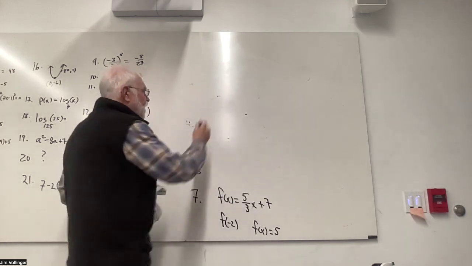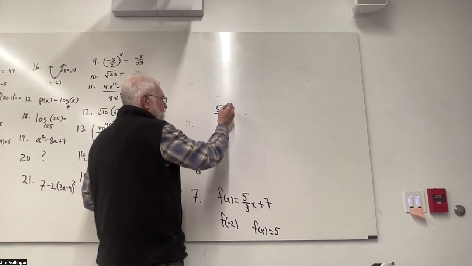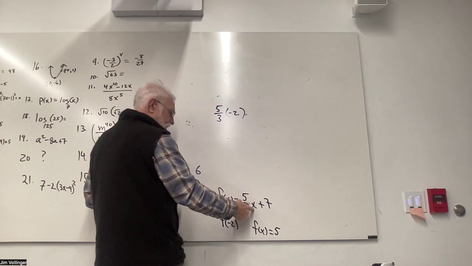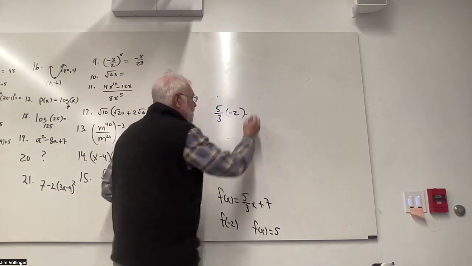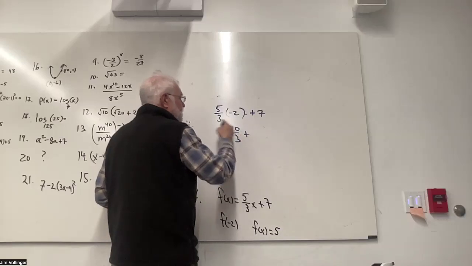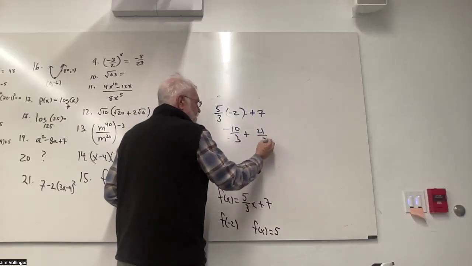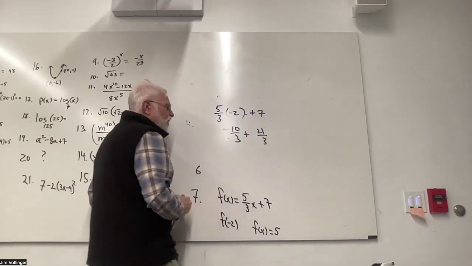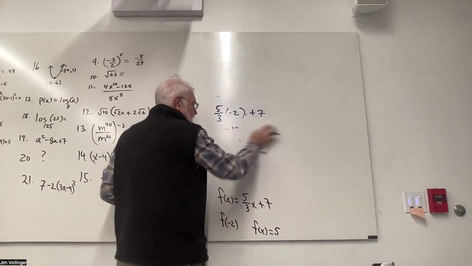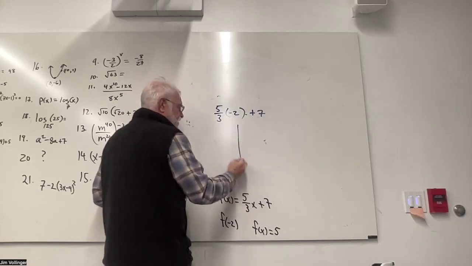F of x equals 5/3 x plus 7, and we want to do f of negative 2, so we're plugging negative 2 in for x. Plus 7. That's minus 10/3 plus 21/3. Hopefully you can see how you can get a little quicker as you keep practicing. So 11/3. Doesn't look like negative 2 should get us 11/3.